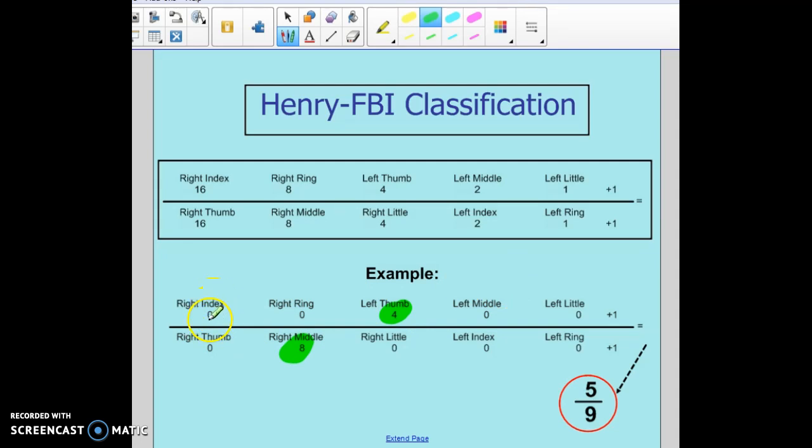They would get a 0 for their index, a 0 for their ring. They would get 4 points for their left thumb because that's how much their left thumb is worth. They would get 0 for their middle and little, and then they always put a 1 here so you can't get a 0 as your top or bottom number. And then down here they get zeros for everything except their right middle, which was worth 8 points. So when you add these across, it's 4 plus 1 is 5, and 8 plus 1 is 9.